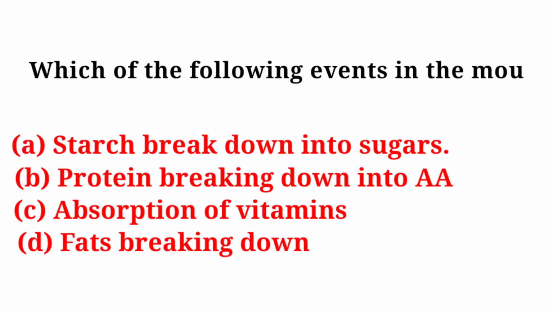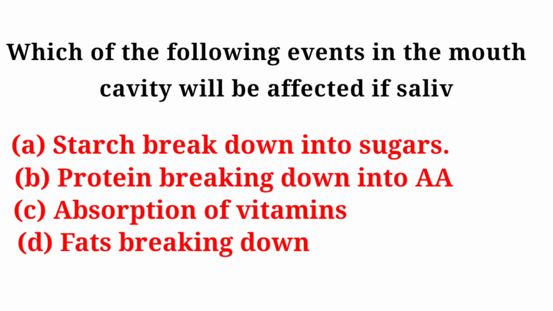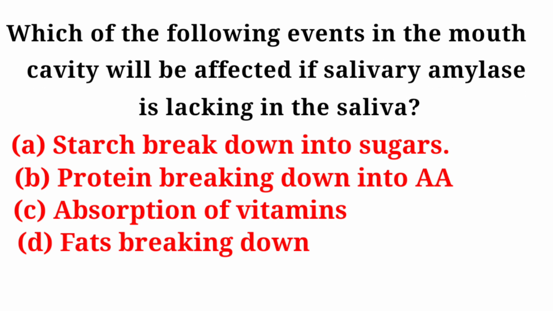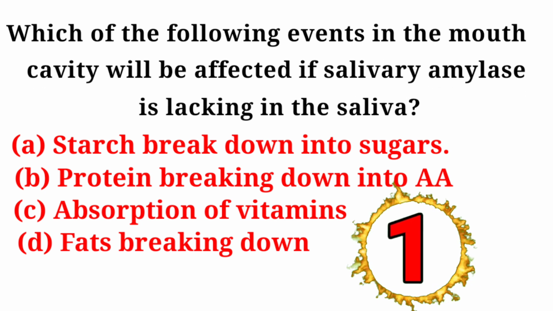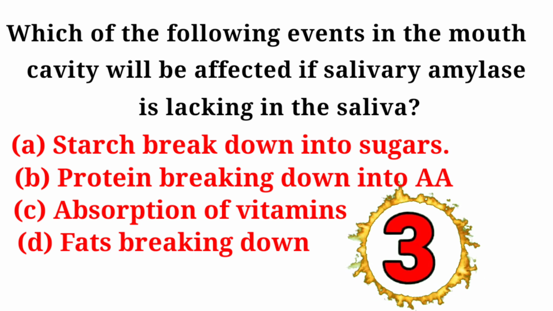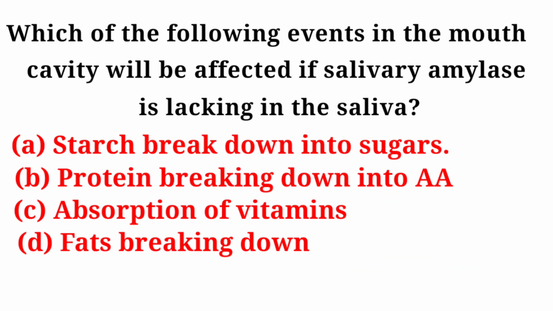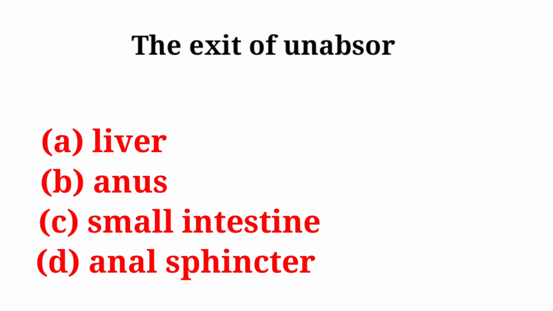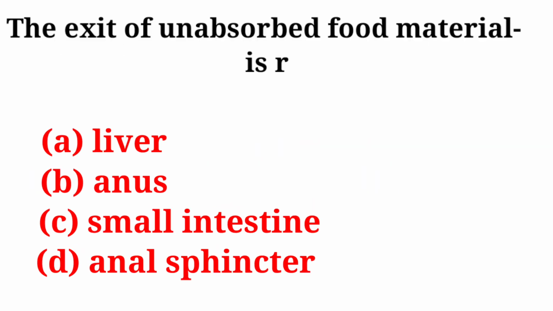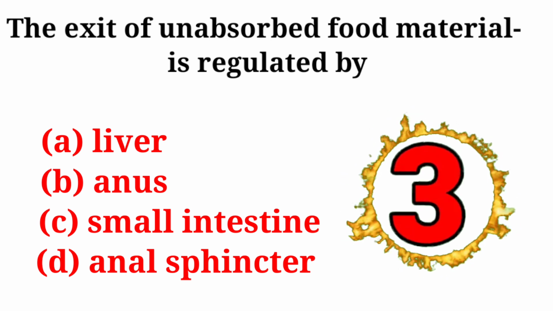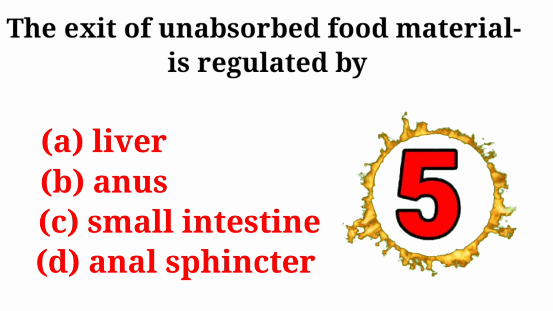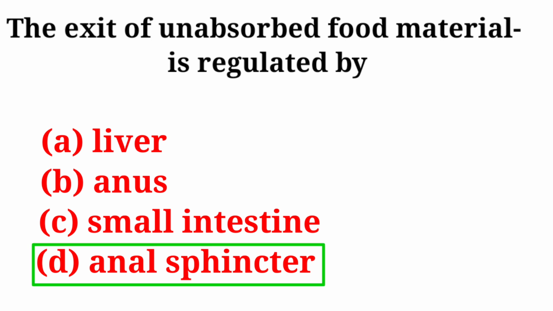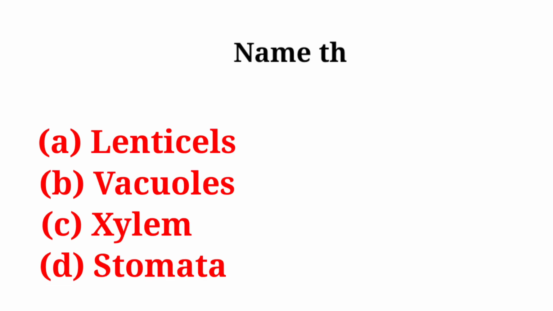Which of the following events in the mouth cavity will be affected if salivary amylase is lacking? Correct option is starch breakdown into sugar. The exit of unabsorbed food material is regulated by? Correct option is anal sphincter.